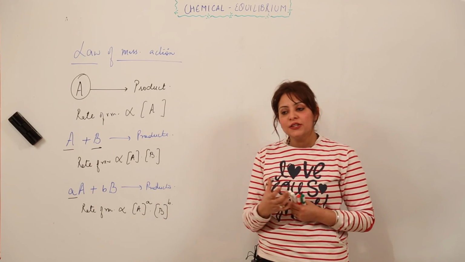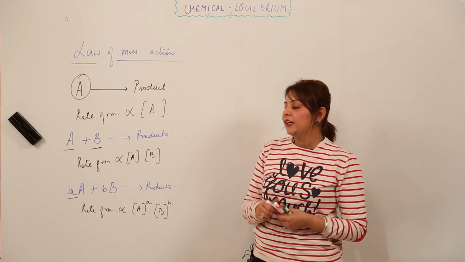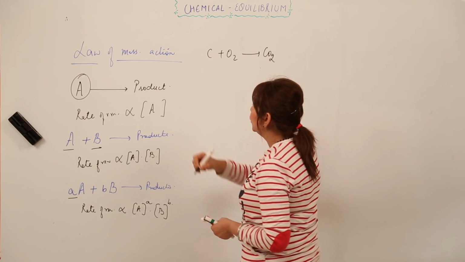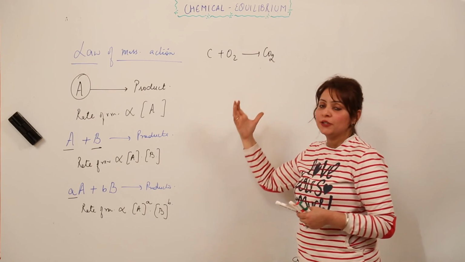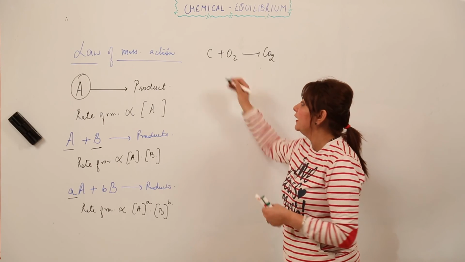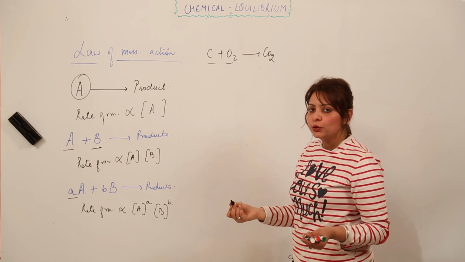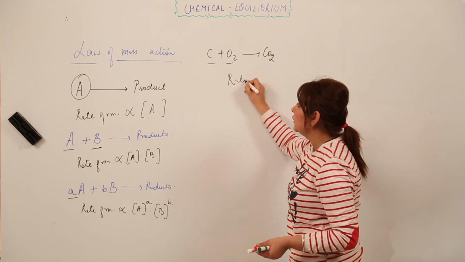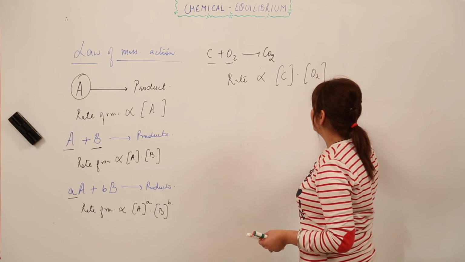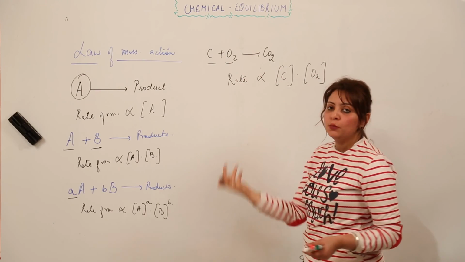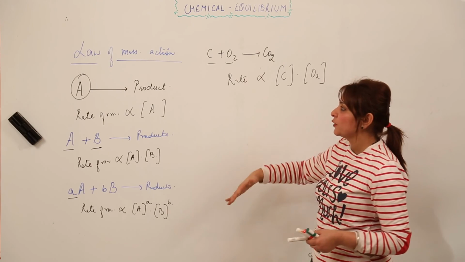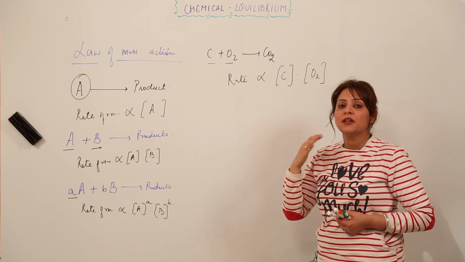If you get a question and somebody asks you, like if I give you an equation, I write that C plus O2 forms CO2, and if I ask you on what factor the rate of reaction depends in this case, so simply see the reactants, C and O2. So obviously the rate is directly proportional to the concentration of carbon times the concentration of O2. As there are no moles, I have not written any moles. If there were, we would have written those moles as a superscript.